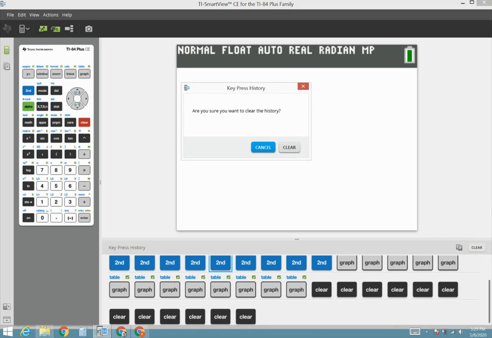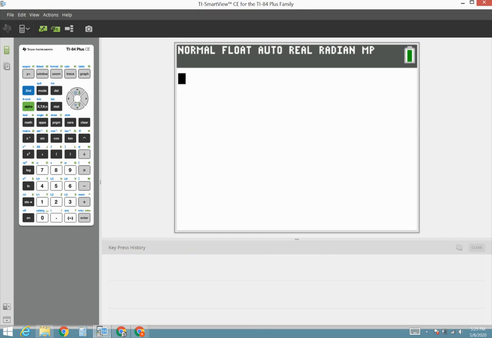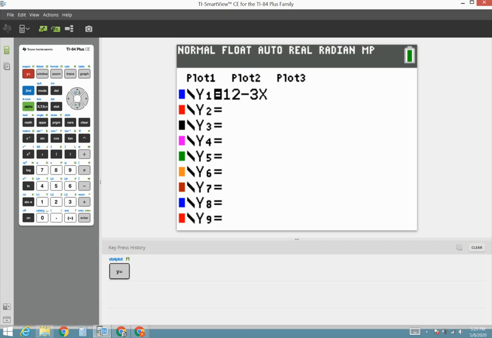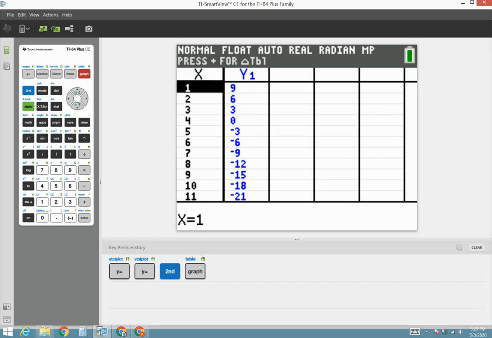I'm hitting clear, clearing that junk out. Okay, let's start again. y equals 12 minus 3x, or negative 3x plus 12. It's in there. We want to look at the table. Second table. Perfect. Okay, now we got it.